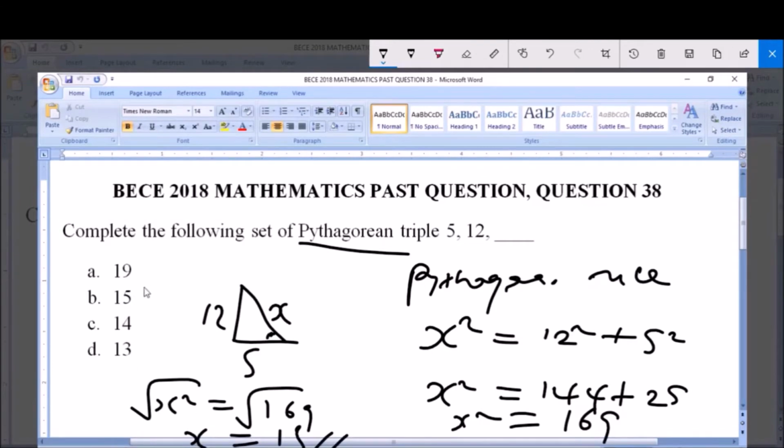Now from the options here, option A says 19, which is wrong, B says 15, which is wrong, C says 14, which is wrong, and D says 13, which is correct. So our final answer is D, 13.